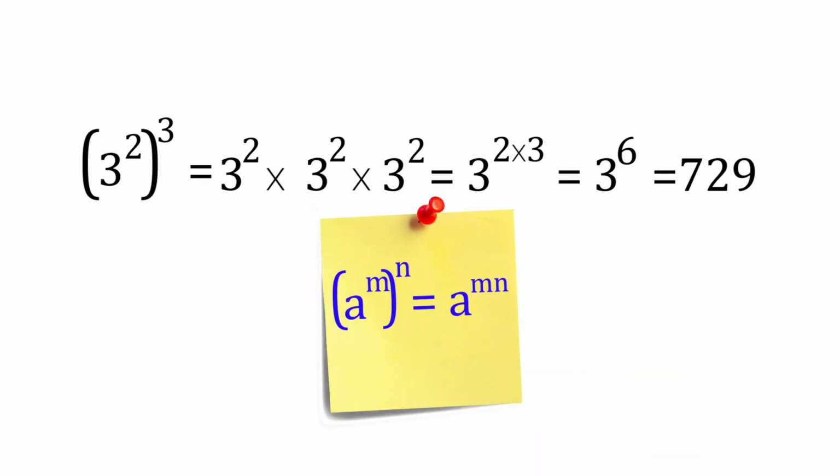If an expression is raised to a power and raised again by another power index, then the result is the same as if you were to multiply both powers together.